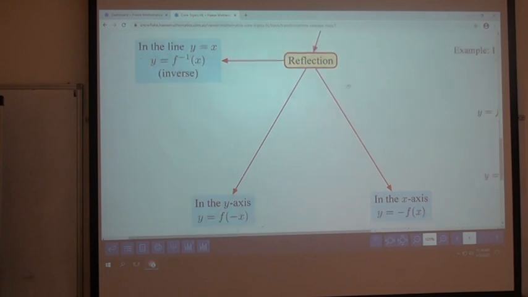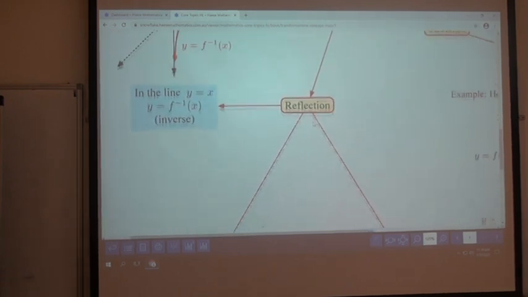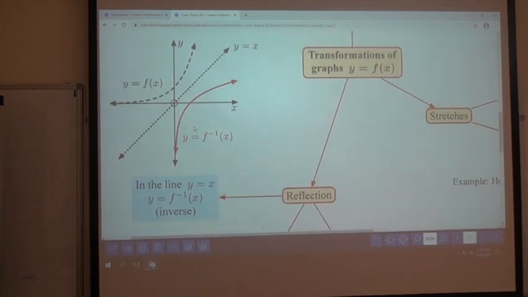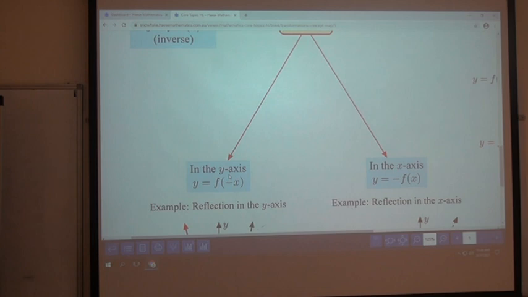And the last but not the least is when you have reflection. So even though yesterday we only talked about 2 reflections, you have actually done 1 reflection in the past, right? Yes. The relationship between a function and its inverse is reflection about the line y is equal to x, isn't it? We've talked about that in the past. So that's why the mind map, the concept map also includes that, okay? And these were the 2 we did yesterday.